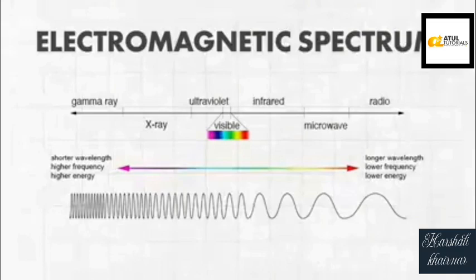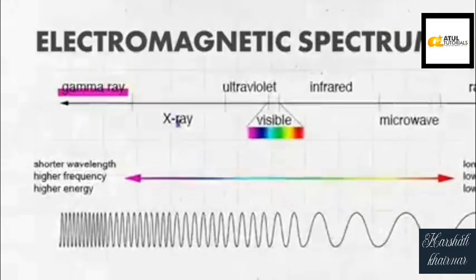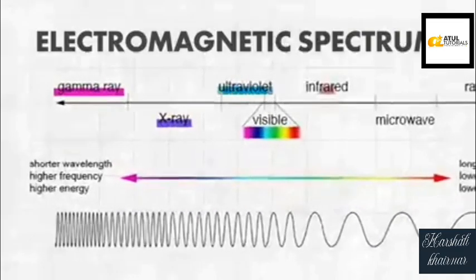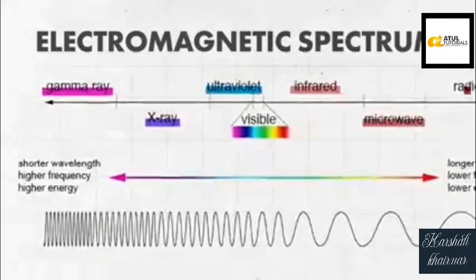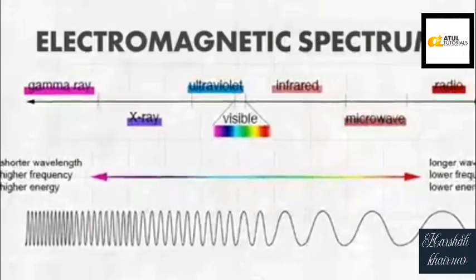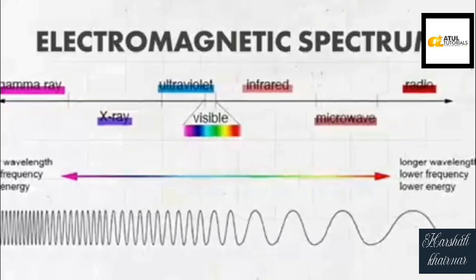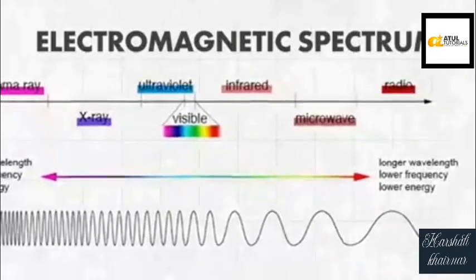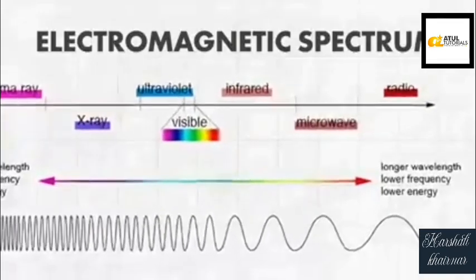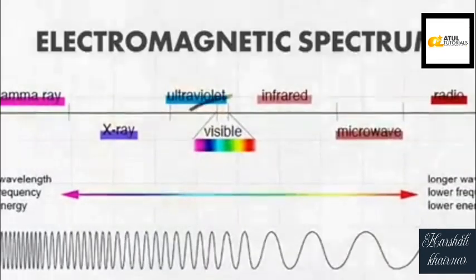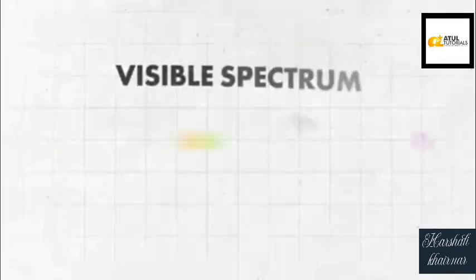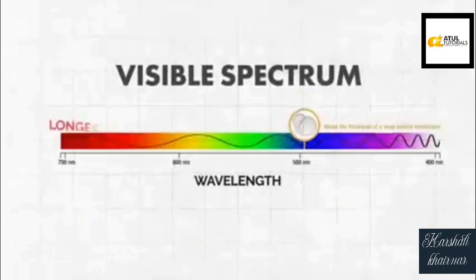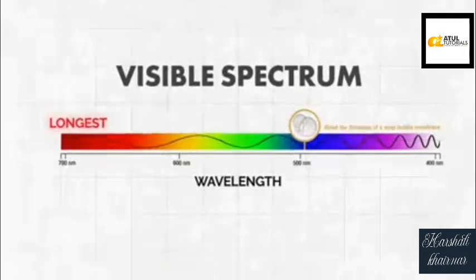So starting from the basic mechanism, the picture which you can see on the screen is the electromagnetic spectrum. This spectrum includes gamma rays, x-rays, microwaves, radio waves, and between the ultraviolet rays and infrared, there is a very small region known as the visible spectrum. The visible spectrum ranges from 400 nanometers to 700 nanometers.